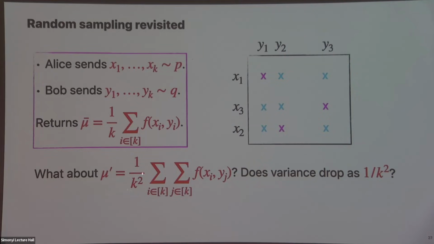But what happens if you take this estimator, 1 over k squared times the summation of xi, yj? Does the variance drop as 1 over k squared? For instance, in PCPs, we have examples where things which shouldn't be independent in any way behave like they're independent, if the right people do the analysis. So maybe something like that will work in here.